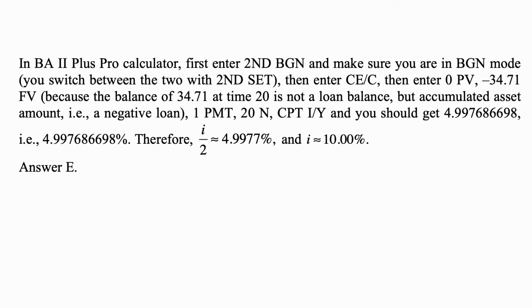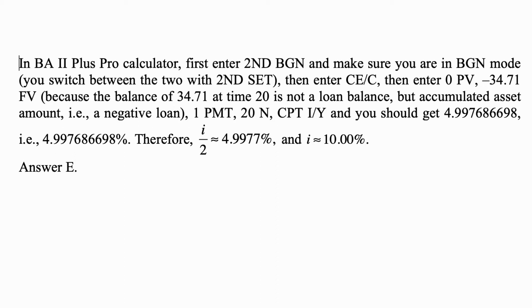And now our job is to figure out what I over 2 is, and then based on it what I is. In the BA II Plus Pro calculator, we first enter 2nd BGN, make sure that you are in begin mode. You switch between the two with 2nd SET. And then enter CE/C to clear. And then enter 0 for present value, negative 34.71 for future value, because the balance of 34.71 at time 20 is not a loan balance, but accumulated asset amount, so a negative loan. 1 for payment, 20 for N, and then compute I/Y.